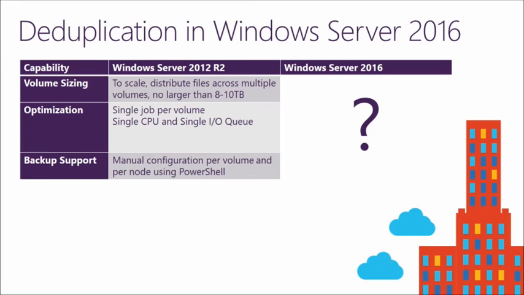There are some key characteristics of 2012 R2. To scale deduplication, the best practice guidance was to distribute files across multiple volumes no larger than 8 to 10 terabytes each. So if you had 60 terabytes of data that you wanted to deduplicate, that's quite a few volumes you would have to create, enabling dedupe on each one and distributing your files across those volumes, and then you would see the savings.